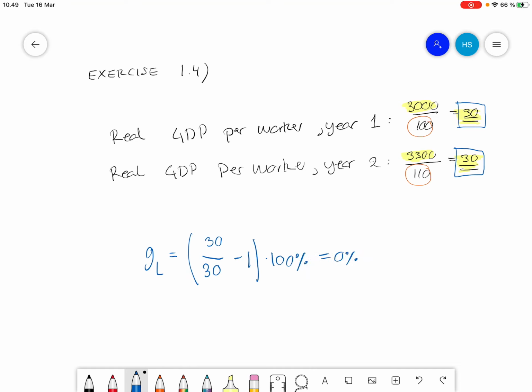And this will be 0%. So since real GDP in per worker terms are the same for both years, labor productivity growth is equal to 0.